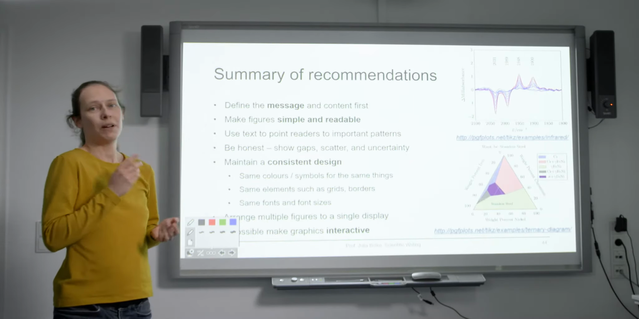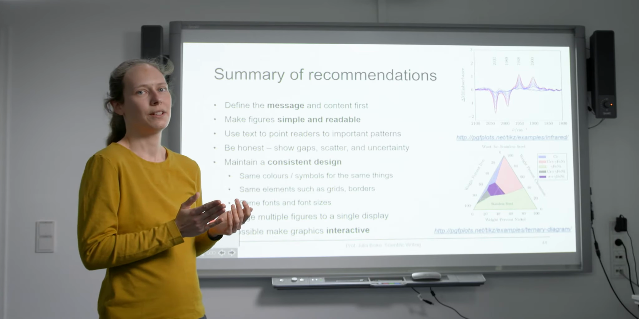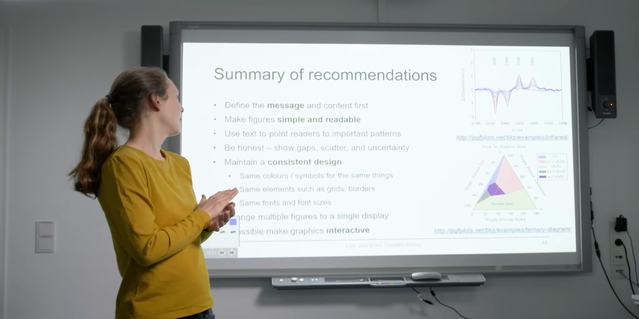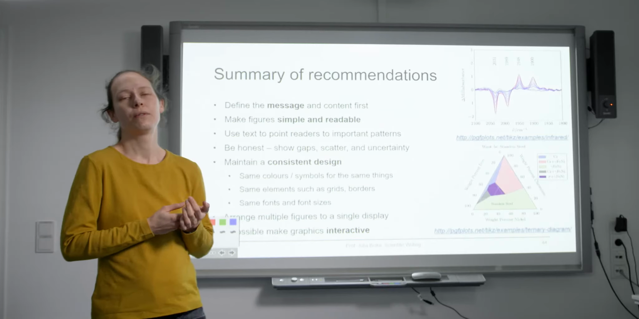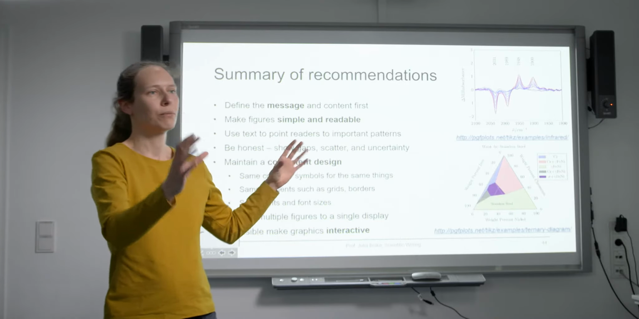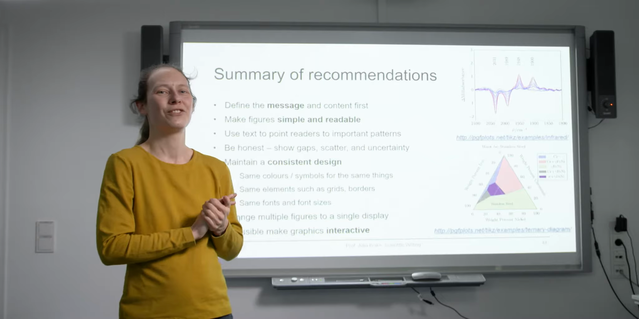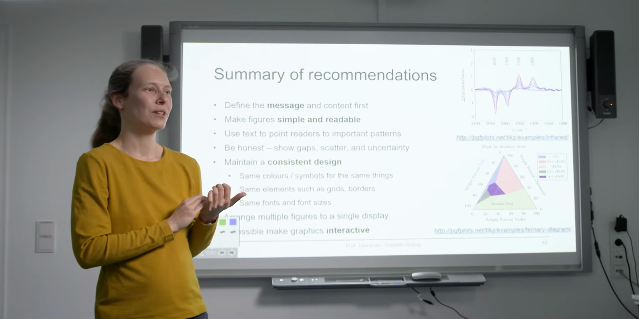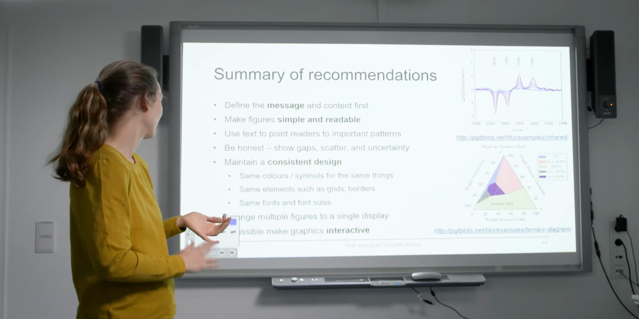And then please be honest, show all your scatter, your uncertainty, your data gaps, and maintain a consistent design. Use the same colors or symbols for the same thing, use the same fonts, the same font sizes, same grids. And what's always good for a scientific paper is to arrange multiple figures in a single display, because then it's just one way to show more figures, even though usually you have much less in a scientific paper than, for example, in a master's thesis.